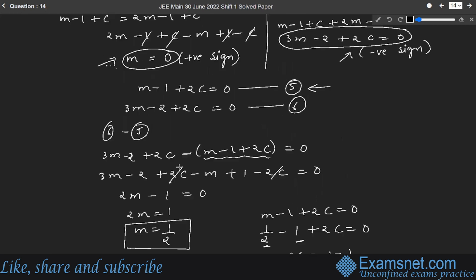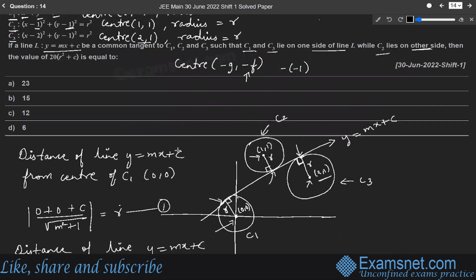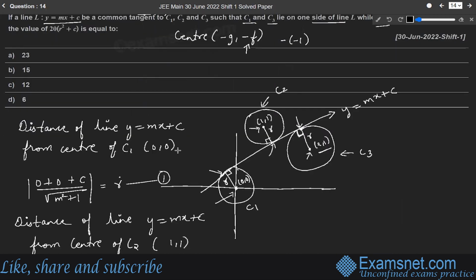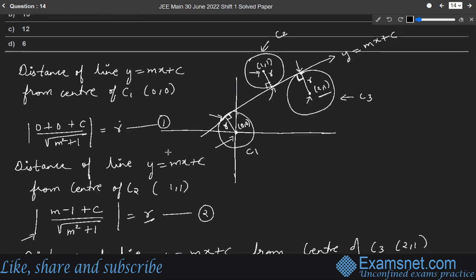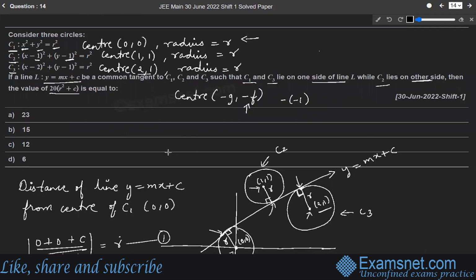Because in the starting we have used the formula to find the distance from the center to this line. Means we have used the formula to find the perpendicular distance of line from the center, right? So what is the distance? It is actually r. Means we have to actually find the value of r. And in the question also you can see that we need to find 20 into r square plus c. So it is so important to find the value of r, right? And what is r? It is the radius, or distance of the line from the center.